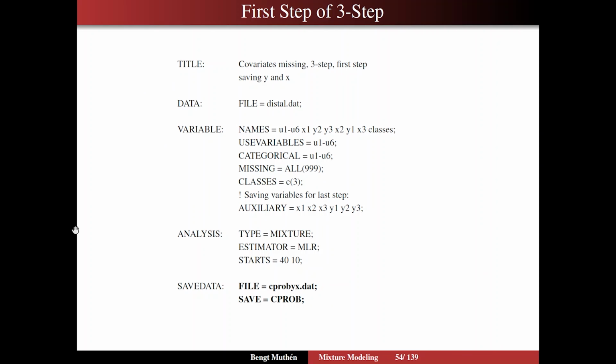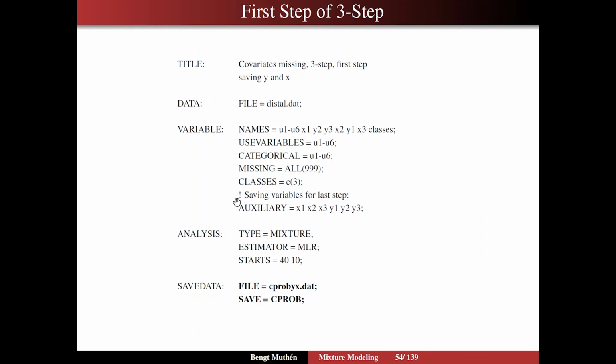So slide 54 then looks at the distal.dat that we generated, the one replication Monte Carlo generated data that we are working with. That's a variable list. And we're going to use the latent class indicators. That's what we always do in the first step. And they are categorical binary. Missing data is designated that way, 3 classes.